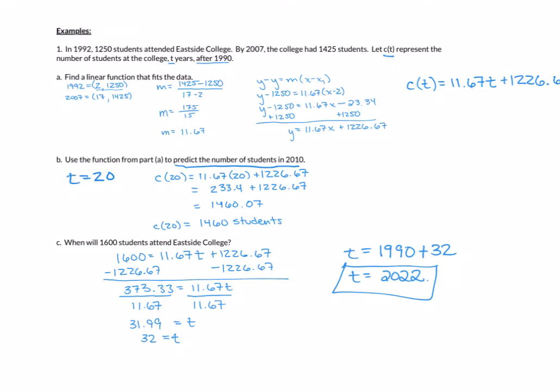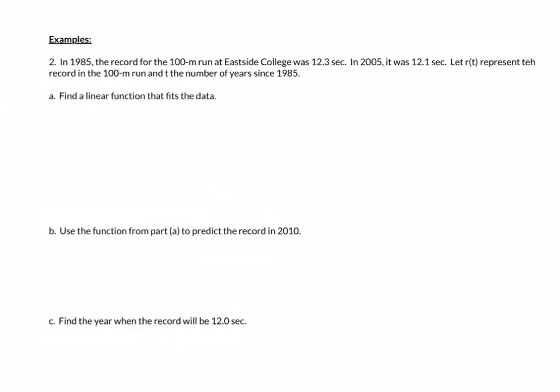All right, that's our first example. Let's look at one more. Our second example, we have in 1985, the record for the 100-meter run at Eastside College was 12.3 seconds. In 2005, it was 12.1 seconds. We want to let R of t represent the record in the 100-meter run, and t is the number of years since 1985.